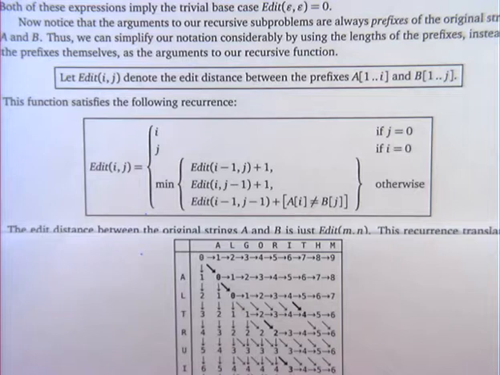And this function satisfies a nice recurrence. If either of the two prefixes is empty, the answer is the length of the other prefix. So if I need to change the empty string into a string of length j, I need j insertions. If I want to change a string of length i into the empty string, I need i deletions. If I want to change the empty string into itself, I do 0 everythings. And both of the two base cases correctly give me 0. Done.